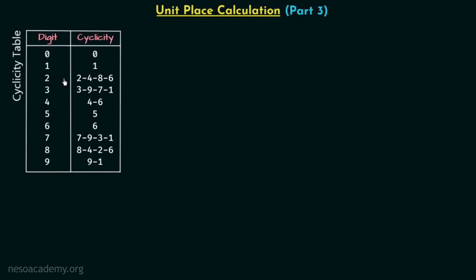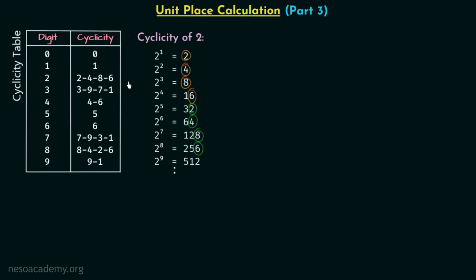The cyclicity of digit 2 is 2, 4, 8, 6. This means for the increasing powers of 2, we will have 2, 4, 8, 6, 2, 4, 8, 6, 2, 4, 8, 6 and so on. And we have already seen the interval after which the repetition is taking place in this case is equal to 4. Now we will understand how we can use the cyclicity of 2 to calculate for the unit place.